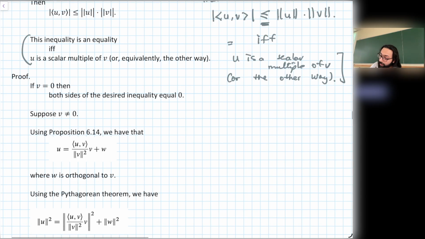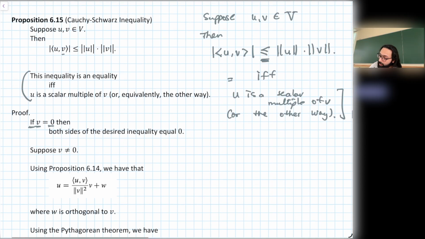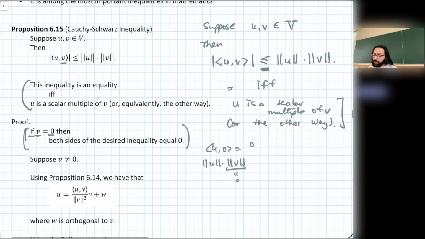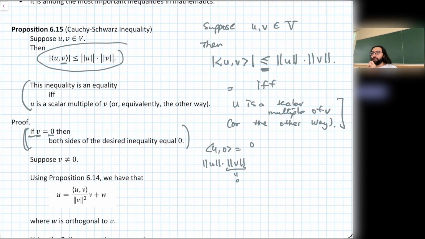All right. So here's the proof. If V were actually 0 in this statement above, then both sides become 0, correct? Remember we proved this, it's a linear map, so this would give you 0. And the norm of U times the norm of V, if this quantity is 0, of course you'll get 0. So the first step is 0. We're just proving that this statement holds when V is 0. That's all we're saying.